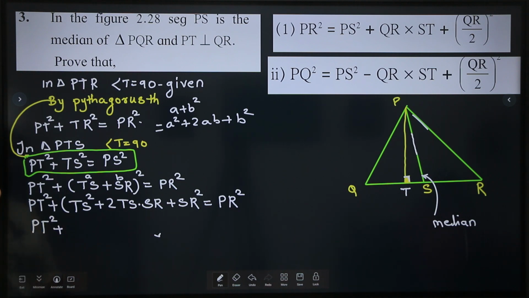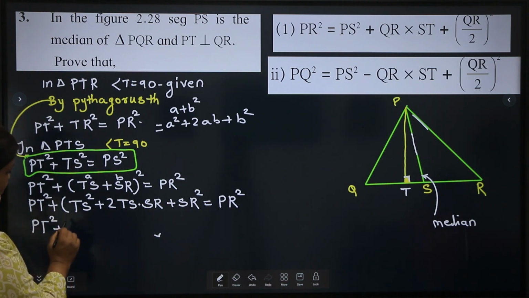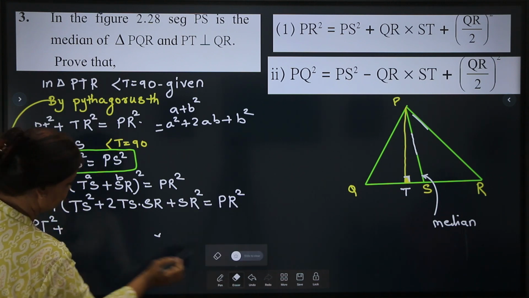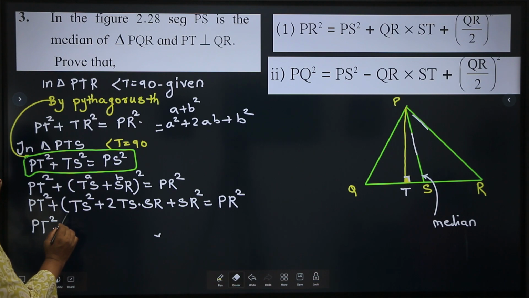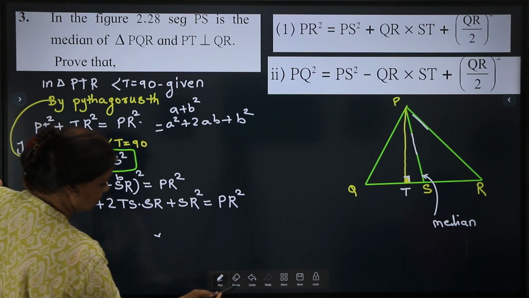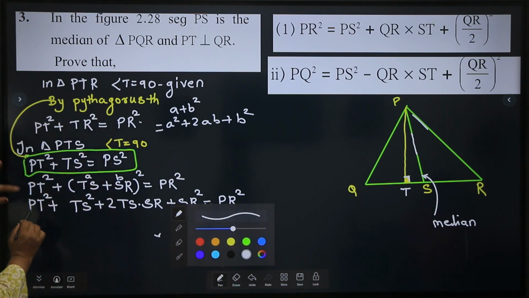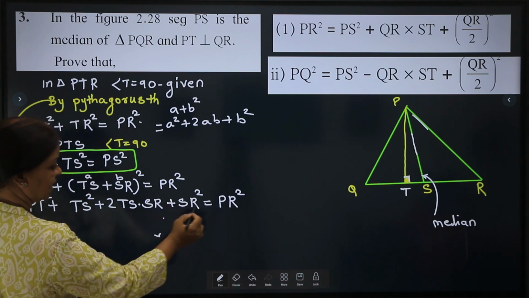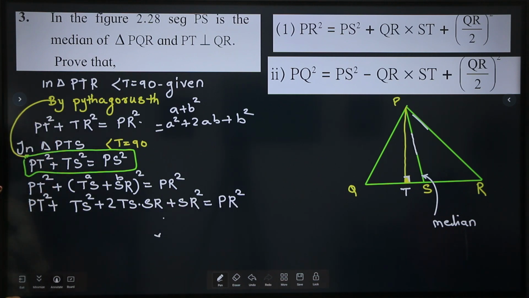Now see, PT square plus, we got PT square plus TS square. Let me remove this. We don't want that. We got PT square plus TS square plus 2TS SR plus SR square is equal to PR square.